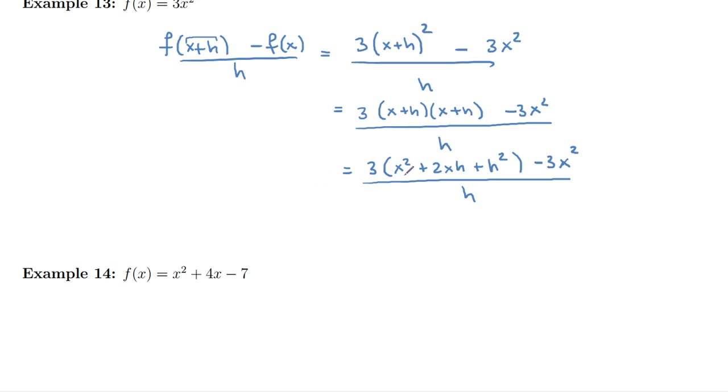Now I can distribute in this 3. So we have 3x squared plus 3 times 2xh, which is 6xh, plus 3h squared, minus 3x squared in the numerator, and still divided by this h. Now notice I have a 3x squared and a minus 3x squared, so those will cancel. That's not always going to happen. Sometimes you'll combine terms and you won't get full cancellation, but in this case, it ended up being quite nice.